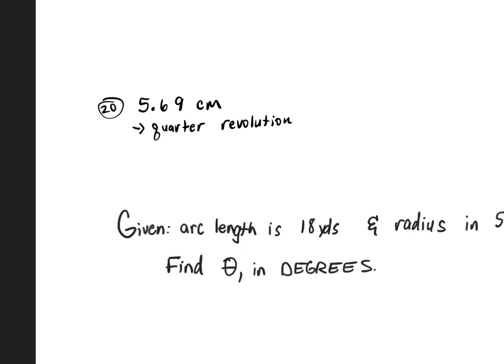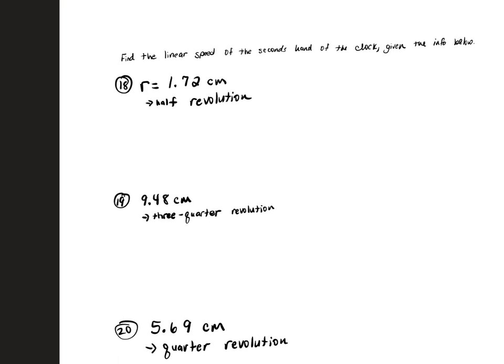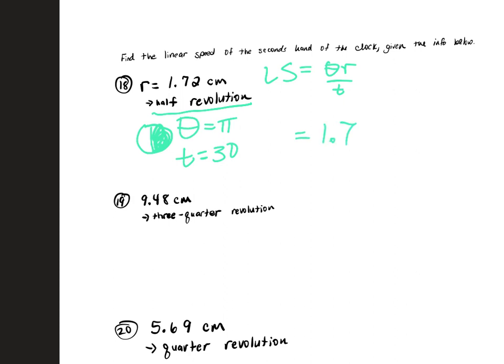Last thing I want to talk about is our linear speed stuff. We talked about this a little bit yesterday, but linear speed is our arc length, which is r times theta over time. Whatever the revolution is that they give you, that gives you the theta and it gives you the time. So if I have a half revolution, that's half of a circle. My theta in half of a circle is pi, and my time is 30 seconds. So you literally would write 1.72 times pi divided by 30. And in your calculator, give me the decimal. I think it's like 0.18.